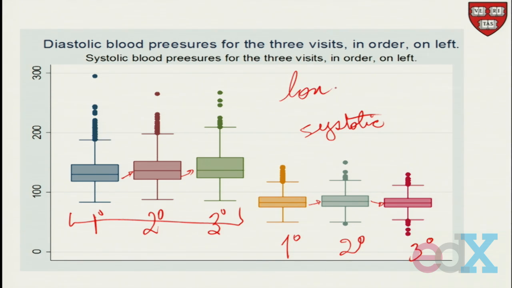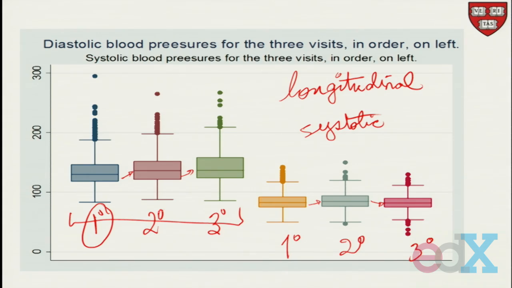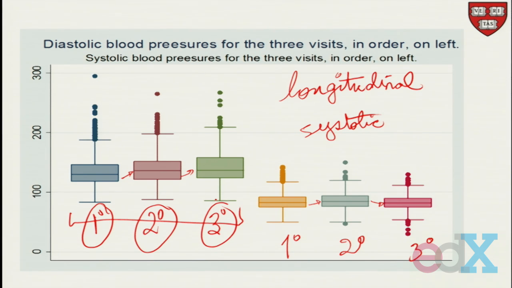Now, be very careful when you do these kinds of comparisons over time. These are called longitudinal comparisons. Are we comparing the same people? Is it the same people who showed up at the 1st visit as show up in the 2nd visit? And the answer is no. They're not the same people. Is it the same people who then show up at visit 3?